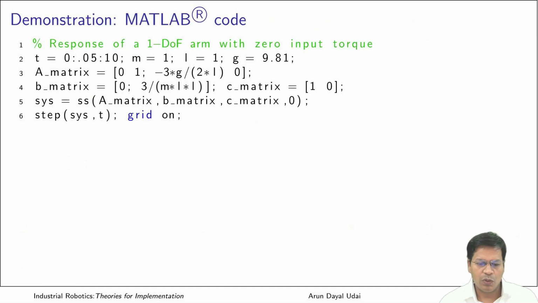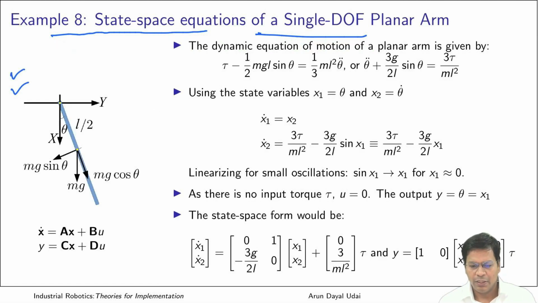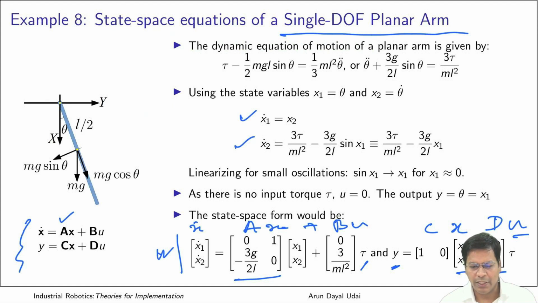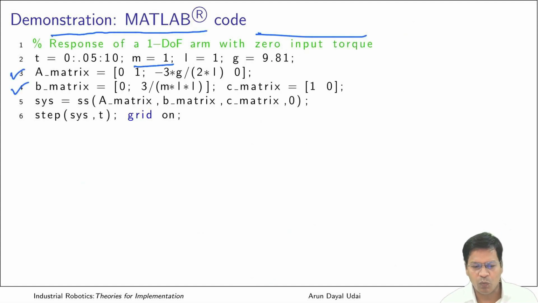Let us do that. So now I'll analyze a step input response to this one degree of freedom arm with 0 input torque. So now I have defined my A, B as we have obtained earlier. I know the values here: m is equal to 1 kg, length of the link L is 1 meter, and g is 9.8 meter per second square. So I have defined the whole of this here as we obtained in the previous slide. I'll put those values here and I have got the matrices now.